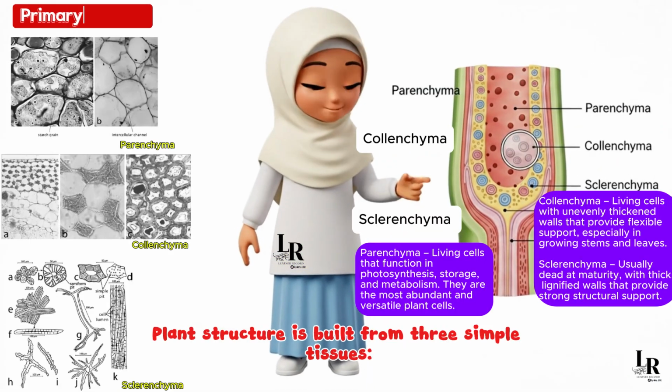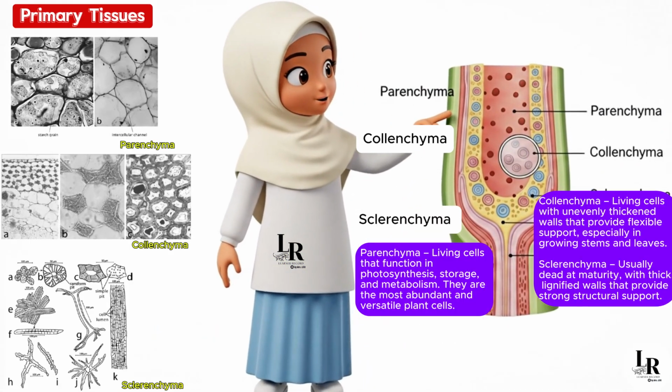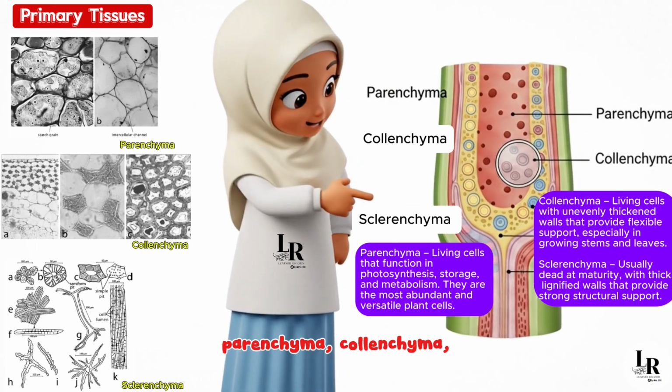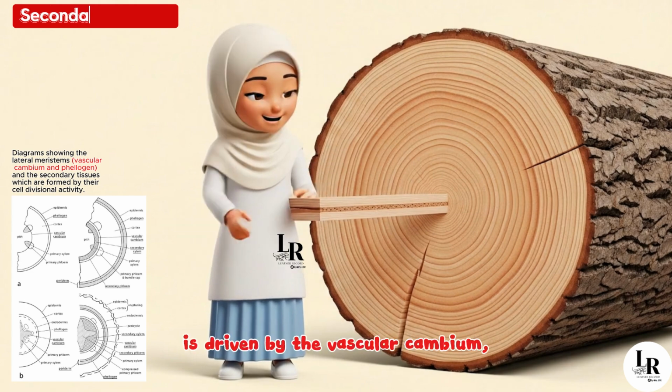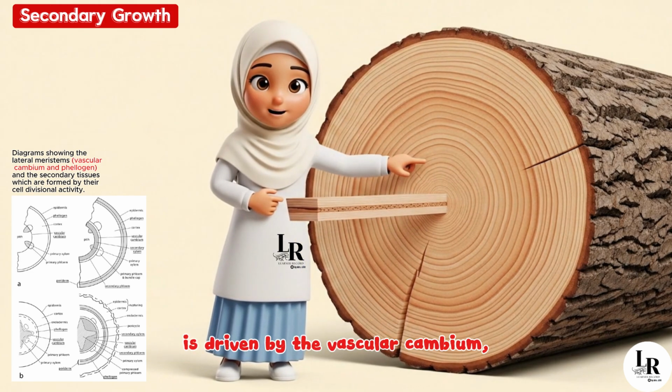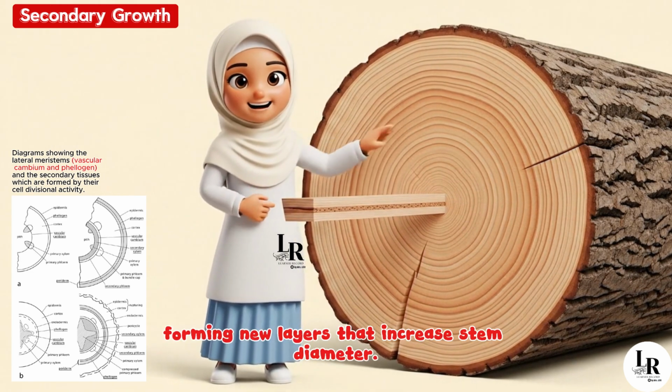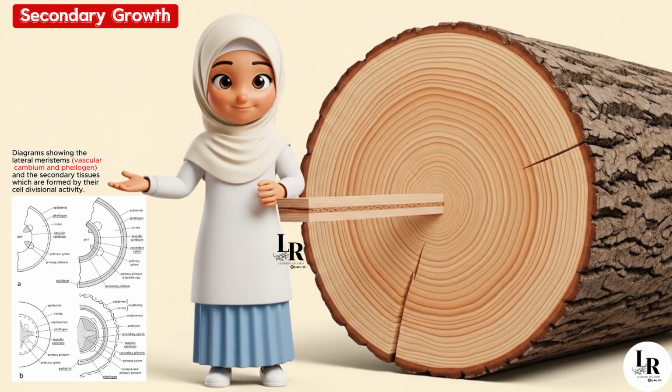Plant structure is built from three simple tissues: parenchyma, collenchyma, and sclerenchyma. Secondary growth is driven by the vascular cambium, forming new layers that increase stem diameter.